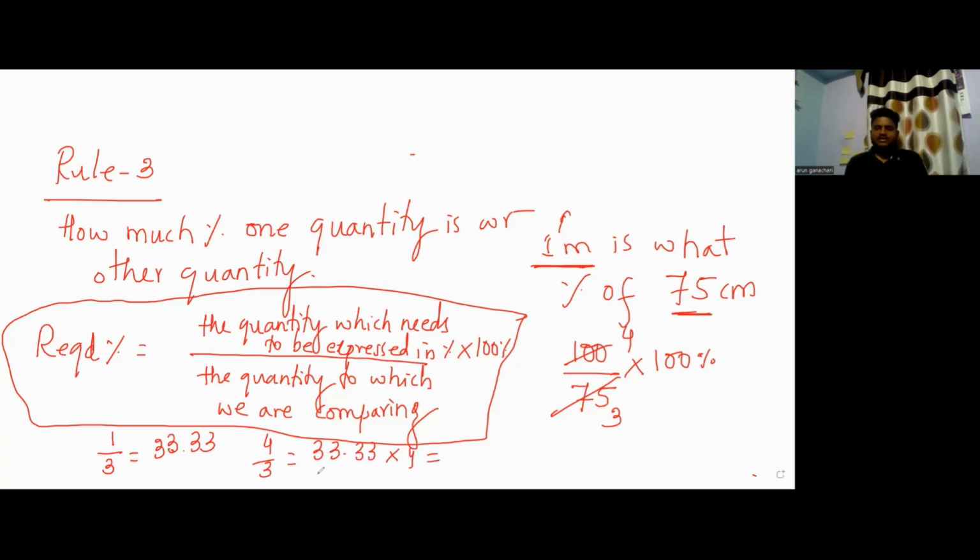Here the calculation part is a little bit difficult, but usually the calculation will be very easy. Try to find out 4 by 3 in percentage. What is 4 by 3 in percentage?